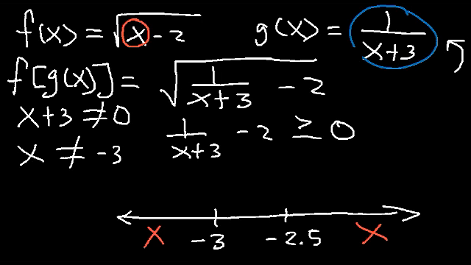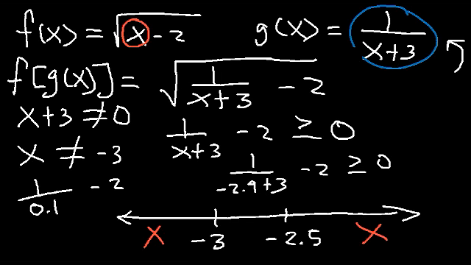Now what about a number between negative 3 and negative 2.5? Let's try negative 2.9. So 1 divided by negative 2.9 plus 3, minus 2, is that greater than or equal to 0? Negative 2.9 plus 3 is the same as 3 minus 2.9, which is 0.1.